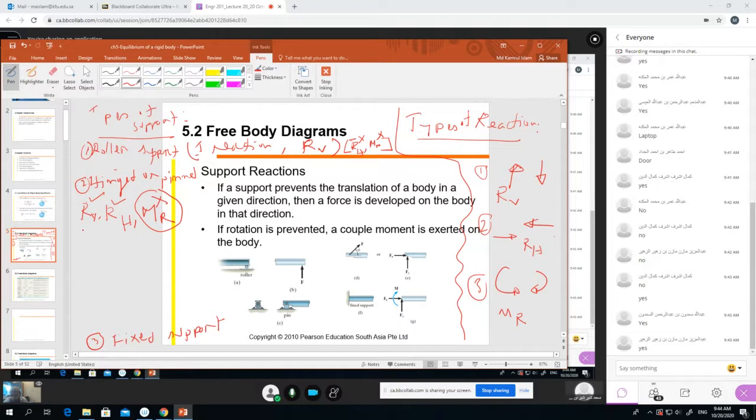So I have only two reactions. What are they? RV and RH, and we don't have MR. Now clear? Tell me any question. So see the difference. For a roller there is only one reaction, and that is RV. For a hinge, two reactions, RV and RH. Moment is not there.